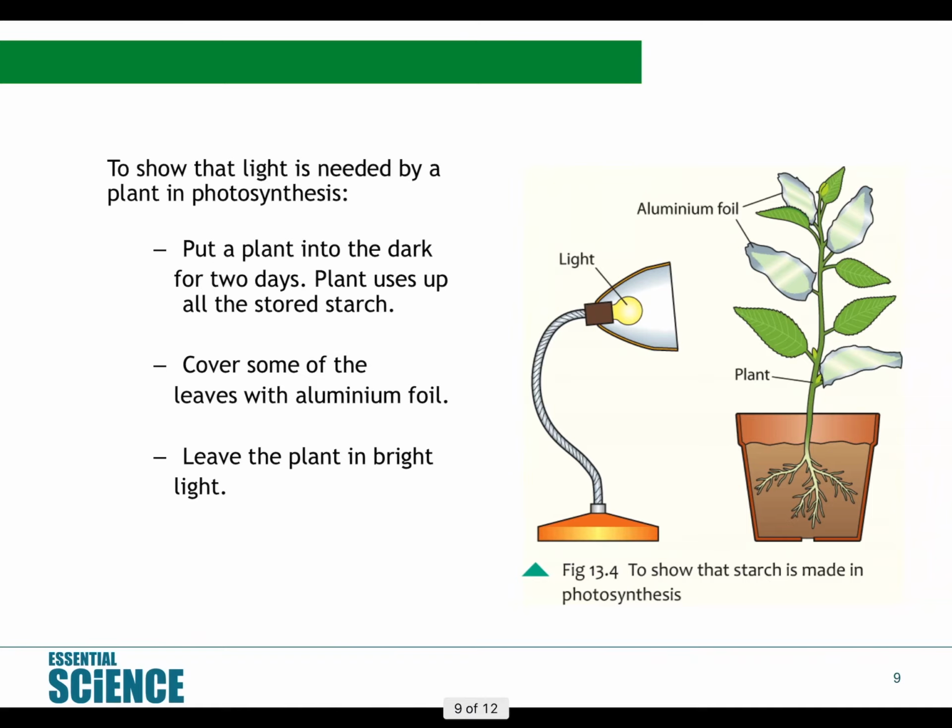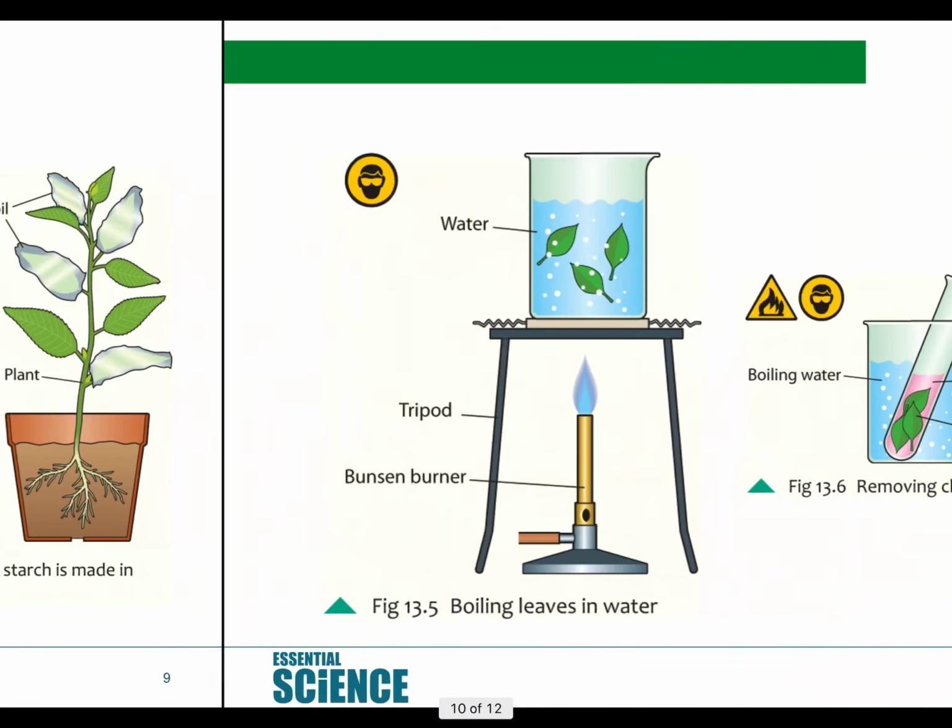The minute you take the plant out, you're to cover 1 or 2 leaves with tin foil and leave the other leaves exposed to light. And then you leave the plant in bright light for 24 hours so that it can start to photosynthesize again. But think about what's going to happen to the leaves that are covered with tin foil.